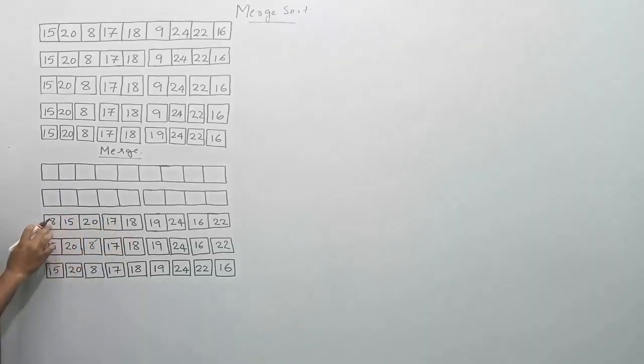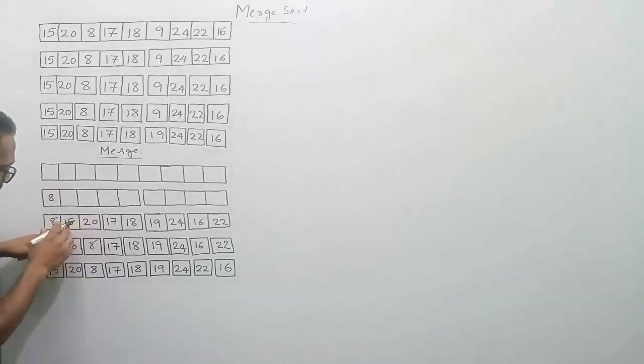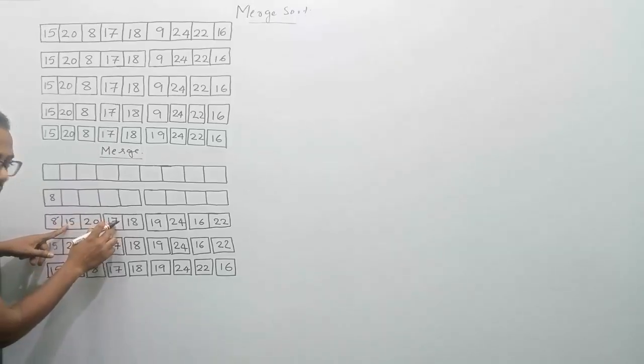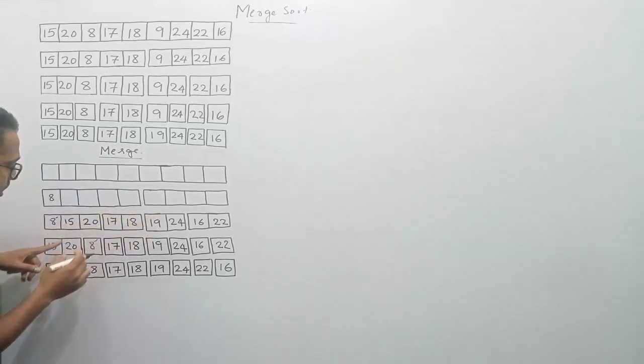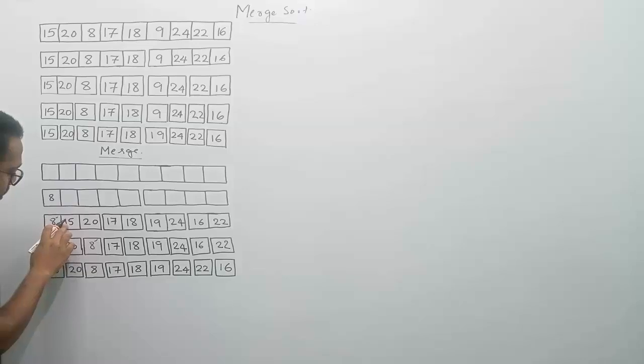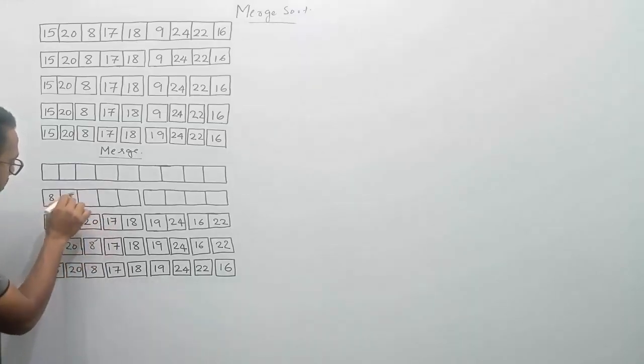So we will compare 8 with 17. Out of these two, 8 is minimum, so we will just bring this here. Next, we should not consider 8 because we have already taken 8 and placed it into its sorted position. Now we need to compare this 15 with the 17 of the second subarray. Out of 15 and 17, 15 is lesser, so we will bring 15 here.